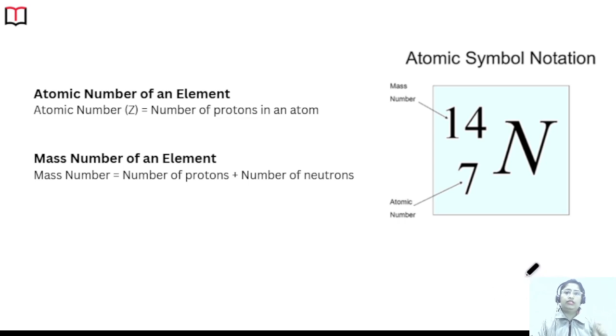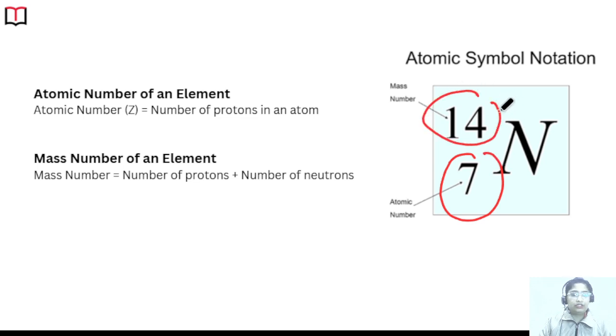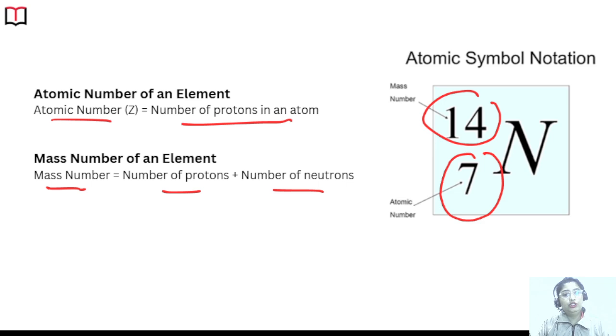Now let's talk about the atomic symbol. Whenever we write any symbol, the atomic number is written at the bottom as a subscript and the mass number is written at the top. Atomic number is always equal to the number of protons in an atom. Mass number is equal to the number of protons plus the number of neutrons. I hope this is clear to all of you.